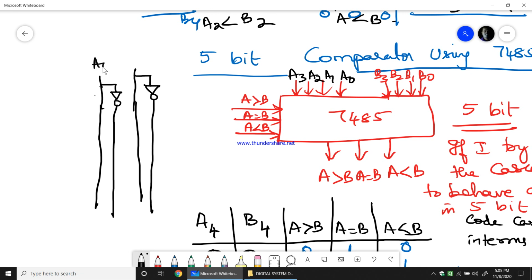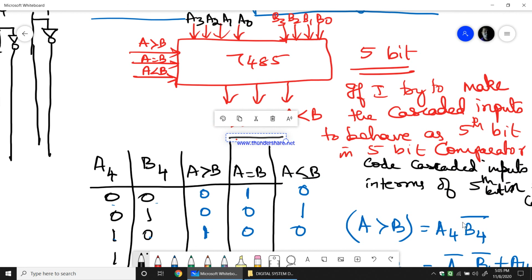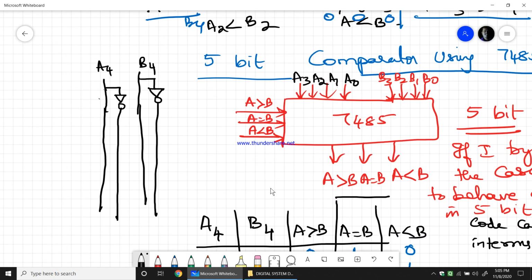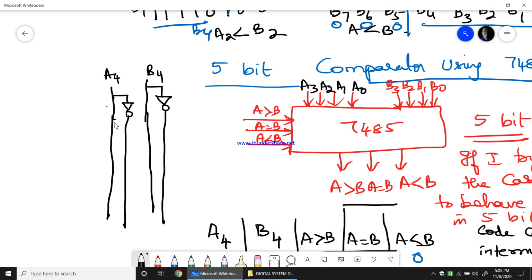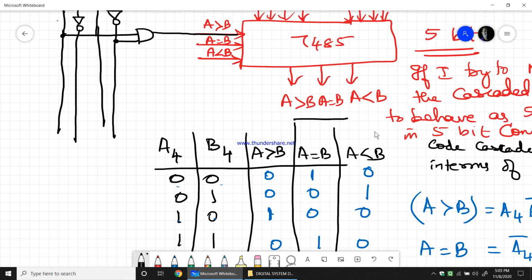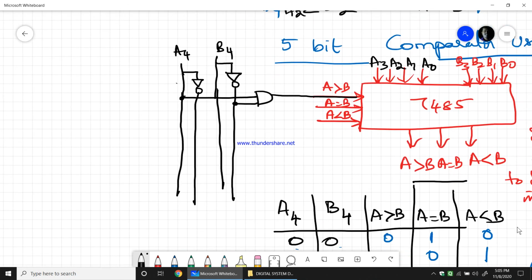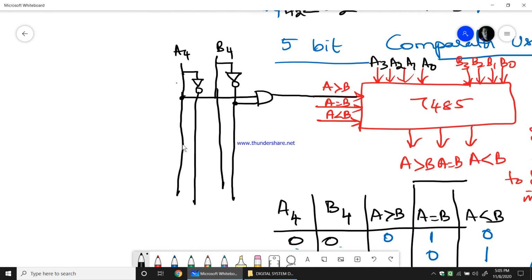Okay, this is A4, this is B4. Now, for A greater than B, we got the expression A4 B4 bar. Therefore, A4 and B4 bar will go to the AND gate, and this will be given to A greater than B. Similarly, I have A less than B as A4 bar B4. A4 bar is this and B4 is this. So I will use an AND gate and I will give that to A less than B.